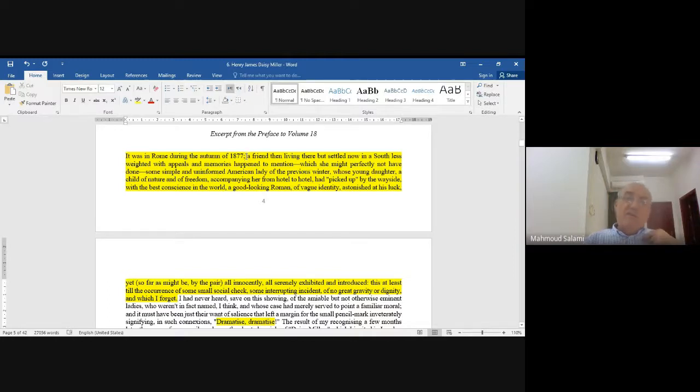And I think this first semicolon is wrong here. But you can't say this to Henry James. You know, he's Henry James, you know?